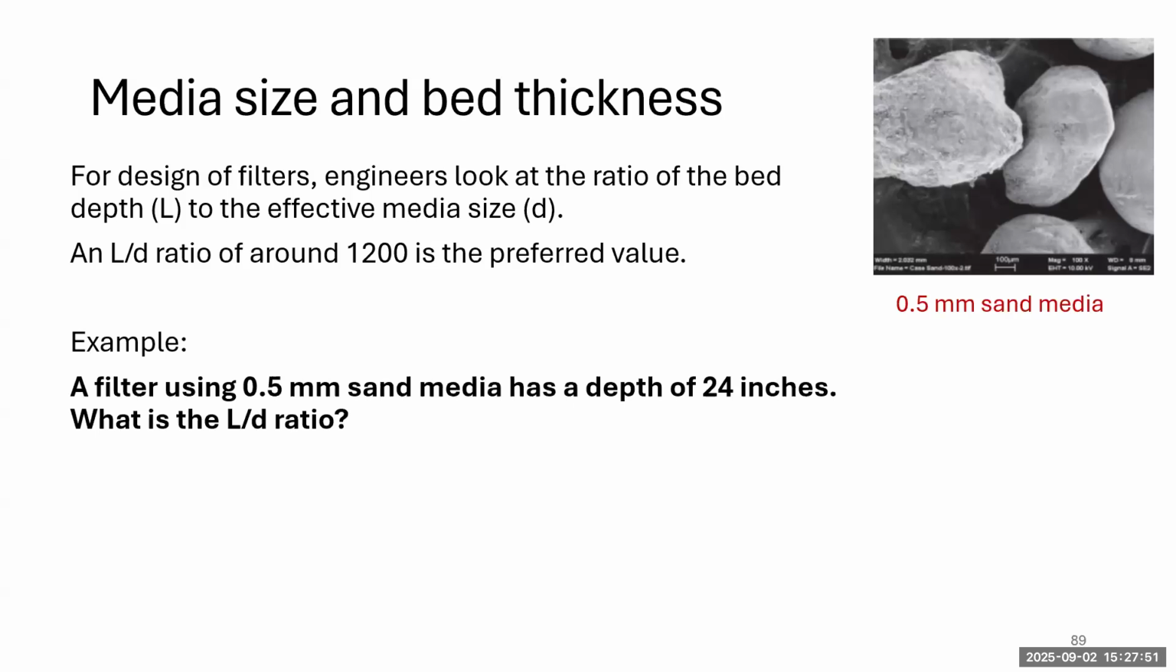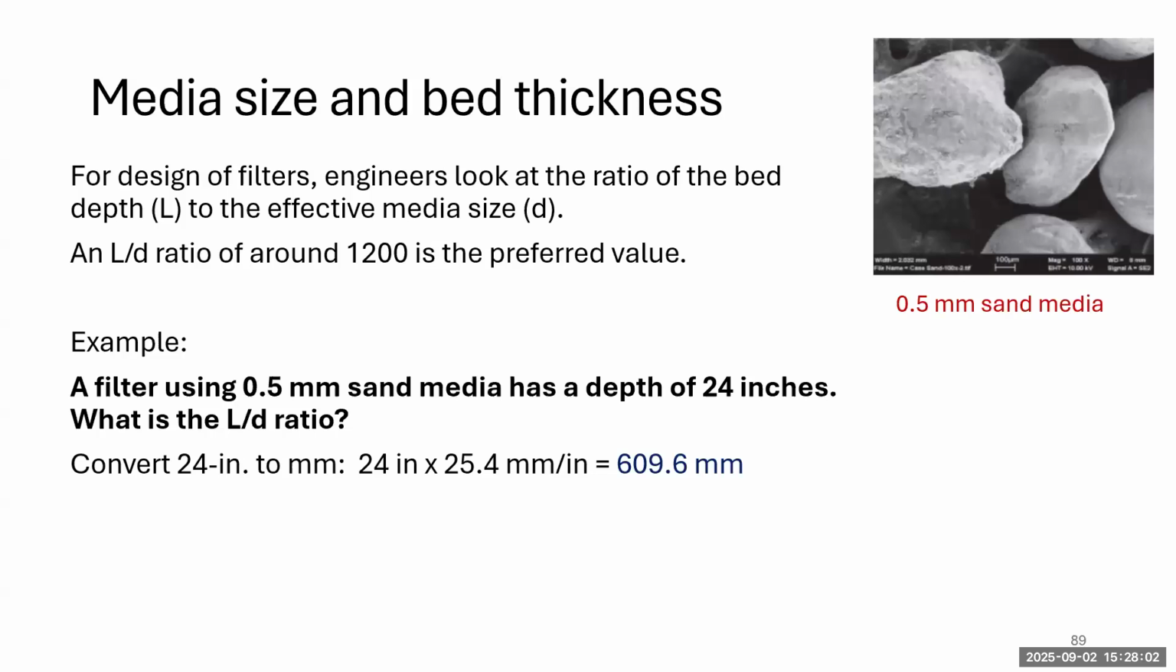But we're going to do this ratio, we're going to convert that 24 inches into millimeters. So we take the 24 inches times 25.4 millimeters per inch. If I do that multiplication, 24 times 25.4, I get a total media depth of 609.6 millimeters. And if I divide that by the 0.5, 609.6 divided by 0.5, we get a ratio of about 1219, or 1219.2, which is real close to this L/D ratio of 1200. So that gives you a little insight on how it works.